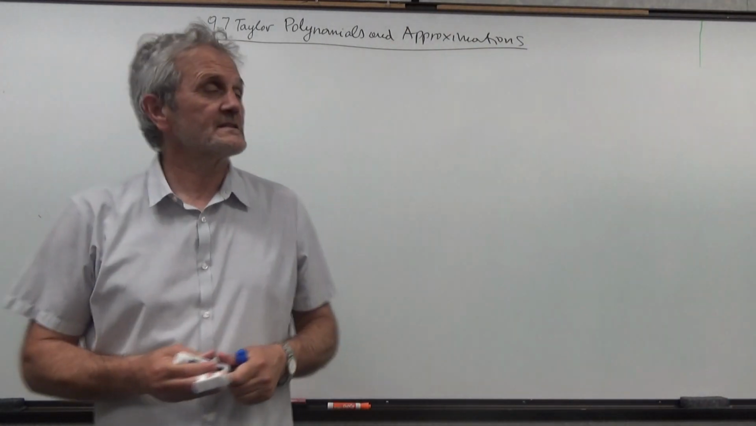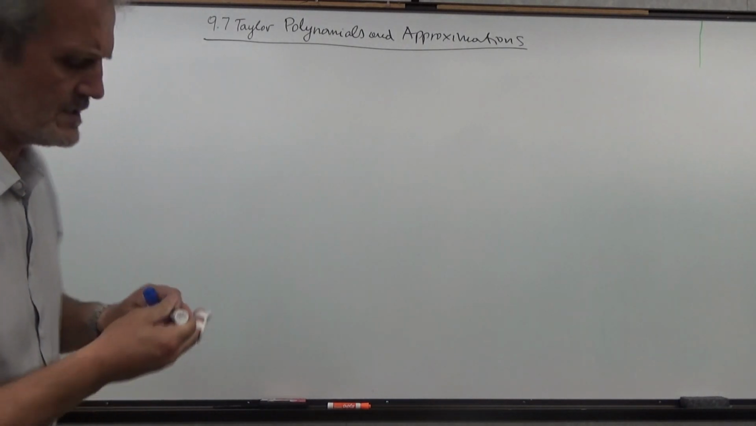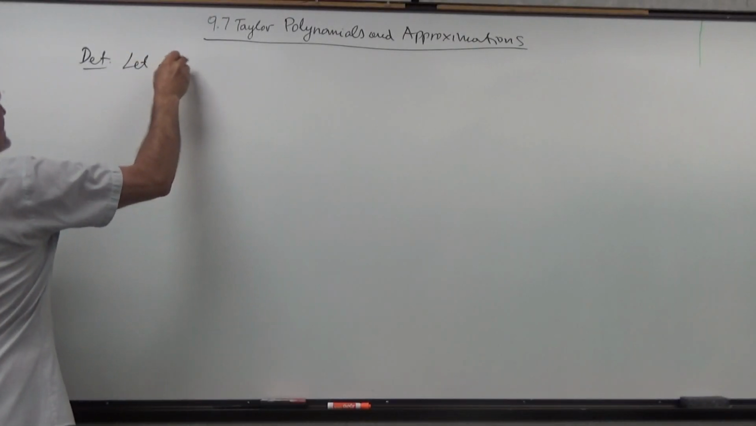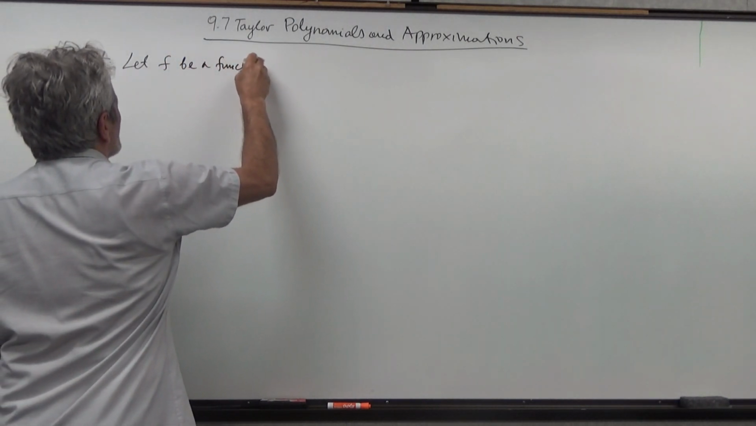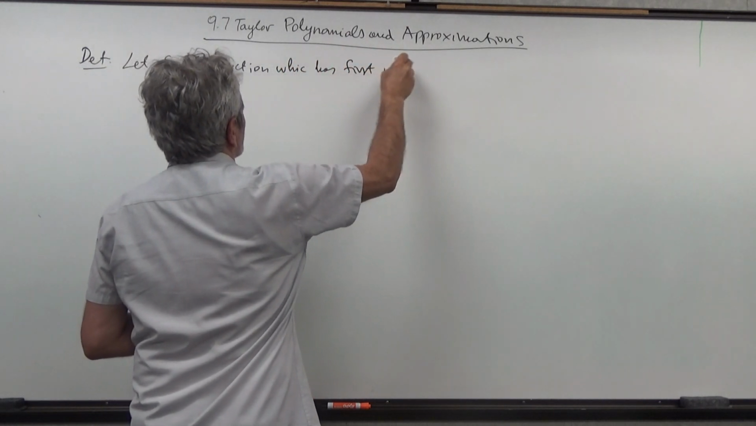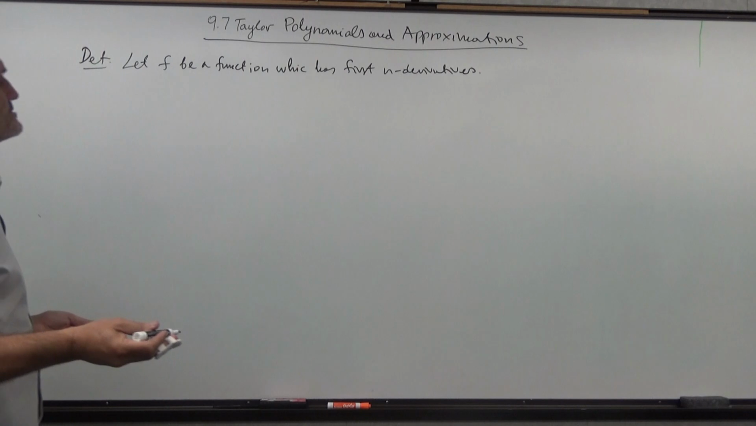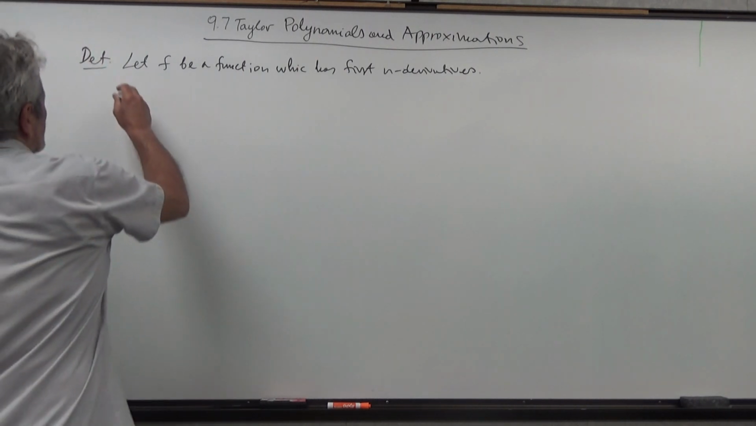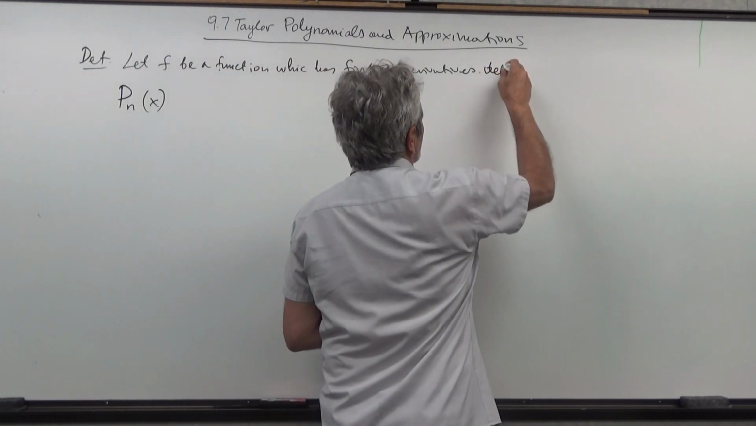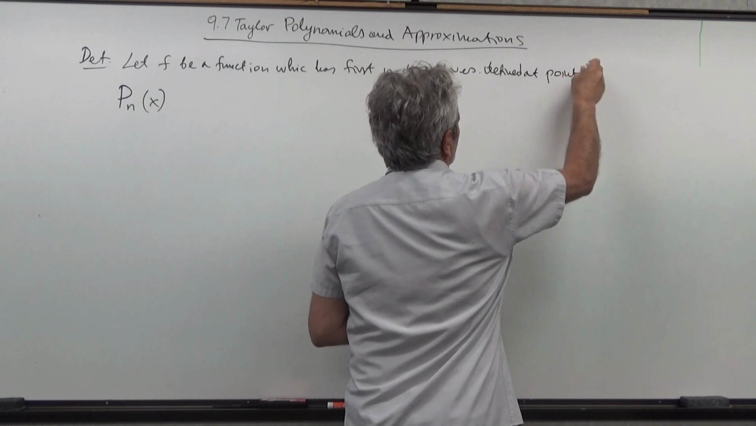Hi, our topic for today is Taylor polynomials and approximations. So let's define first the notion that we need. Here's the definition. Let f be a function which has first n derivatives. Pn of x defined where at point x equals c.